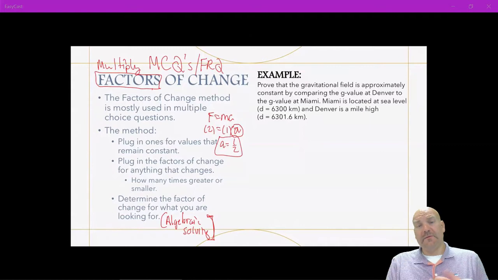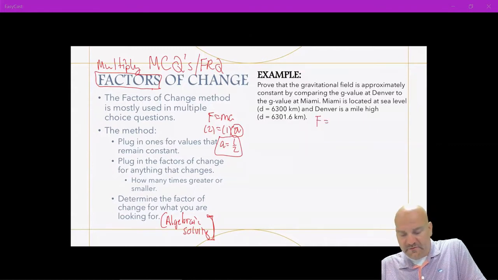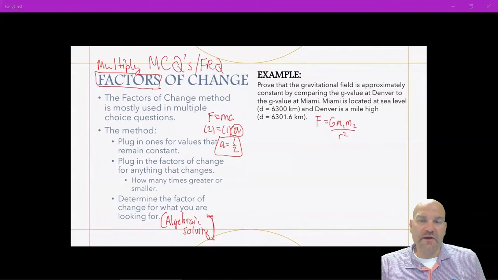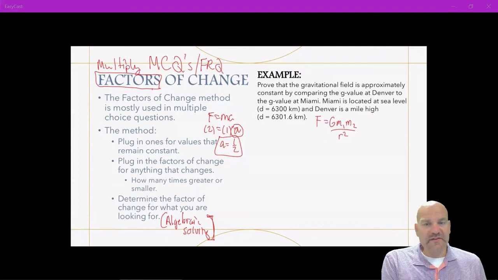Now, here's one where it really shows up, is when you talk about the gravitational field. Now, if you're at a point in your class where you've never seen the equation, okay, but this is Newton's law of universal gravitation. So this basically says the lowercase g value is constant, okay, near the surface of the Earth. And this is just to show you through the factors of change method how that is true.